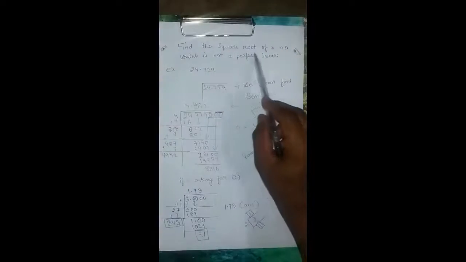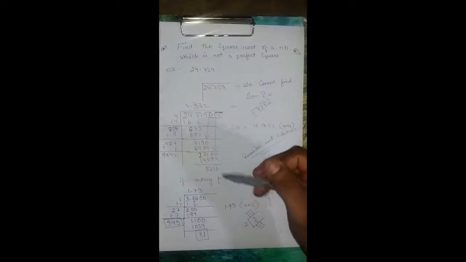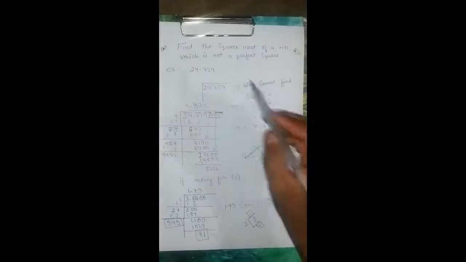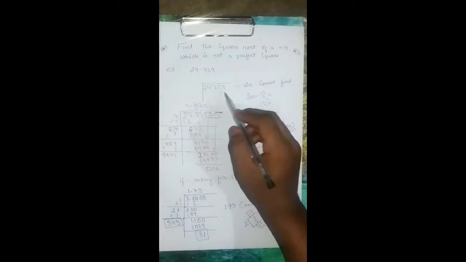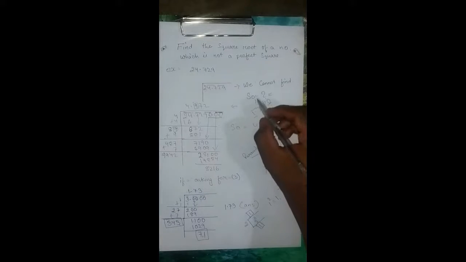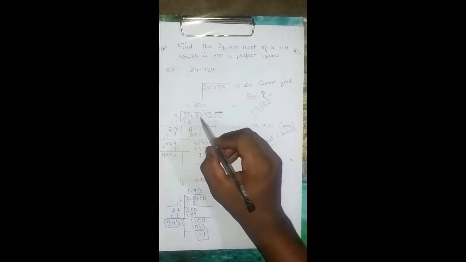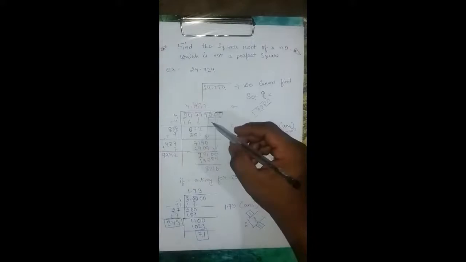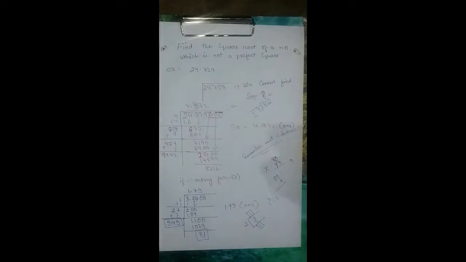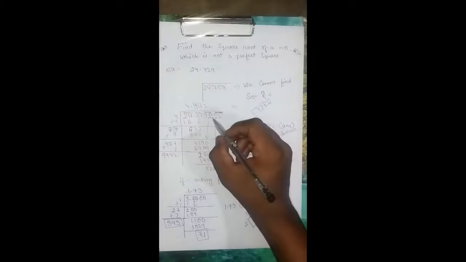Okay, find the square root of a number which is not a perfect square. How will we find the square root of a number which is not a perfect square? See here, 24.729. We cannot find it directly, so how will we find it? See here, 24.729. You should add as many zeros as you can and find the answer quickly. Here you can add 1 0 also, here you can add 3 also, here you can add 6 also, no problem.